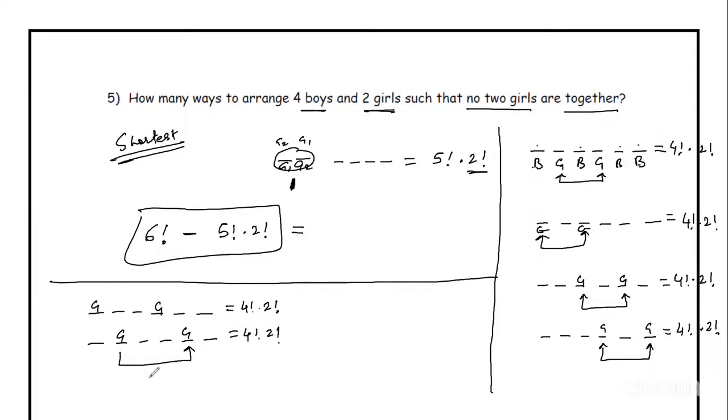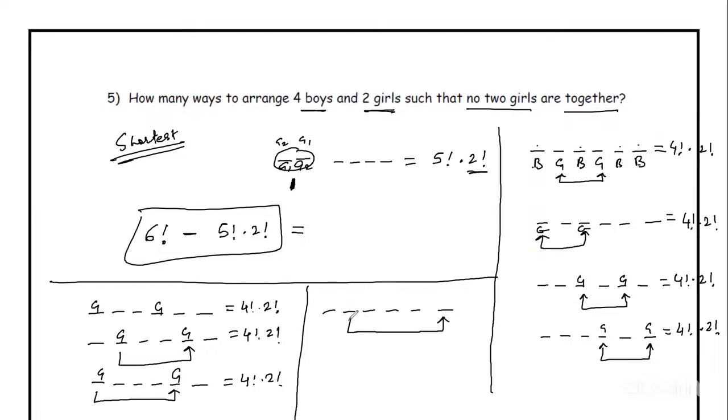Now you'll have to leave 3 places between them. So 1, 2, 3, 4, 5, 6. So this and this. So again, you have 4 factorial into 2 factorial. Then again, you have leaving 3 positions from the second place onwards, here and here. So that's again 4 factorial into 2 factorial.